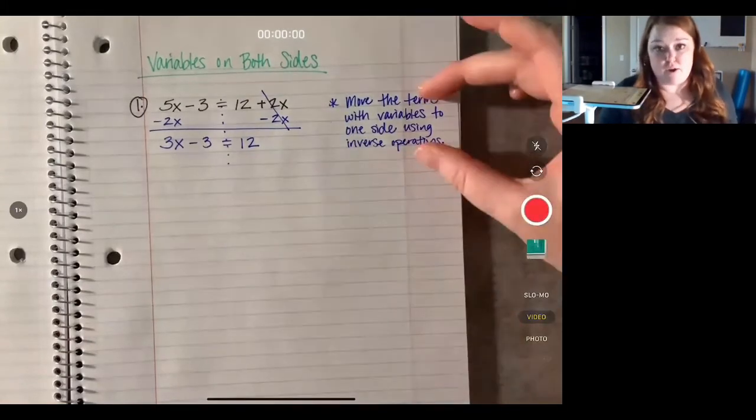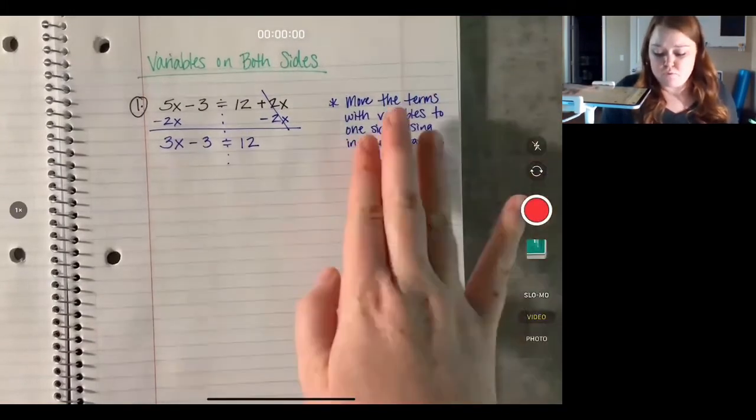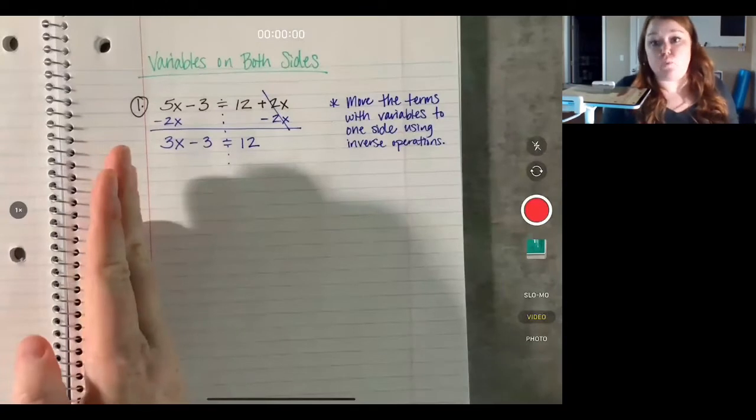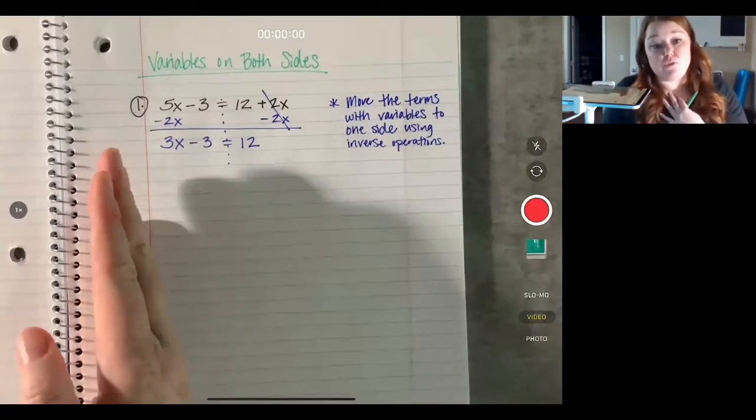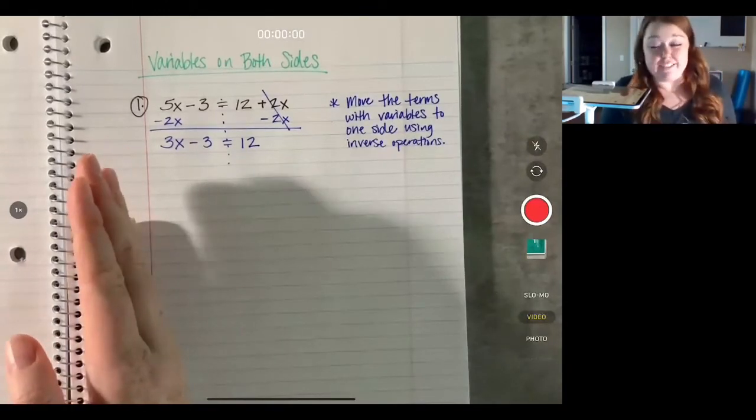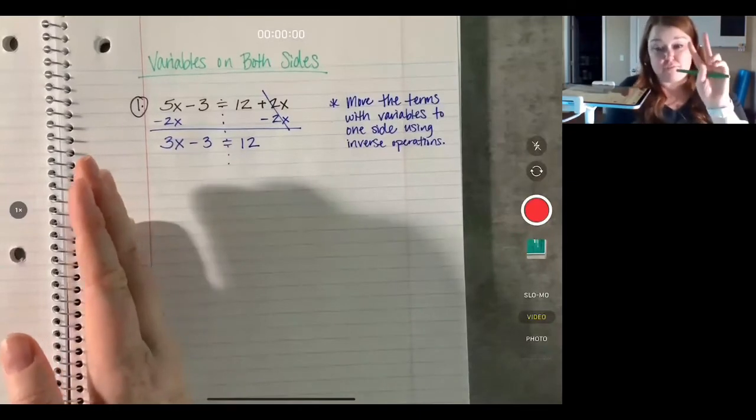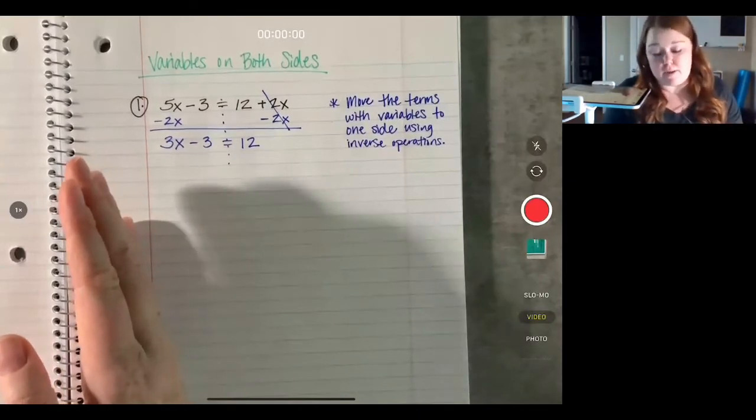Well, let's go ahead and write what we're doing right here. So we moved all the terms with the variables to one side of the equation. I always choose to move mine to the left. Technically, you could move it to the right. You just have to flip your answer around at the end, okay?